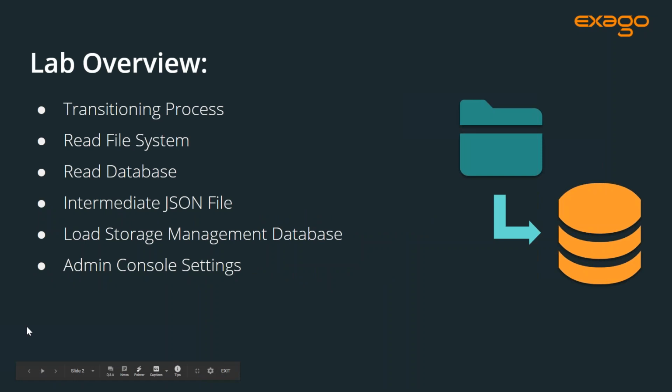All right. So quick overview of today's lab. We're going to first talk about the general transitioning process start to finish. Most of that process will be covered on today's lab. We're going to go through examples of reading existing content directly from the file system. Following that, we'll talk about the same if your current storage is a database using our previously provided folder management assembly. Now, both of those processes will generate an intermediate JSON file. So we'll then spend some time discussing that file and its use in ultimately loading your storage management database with your legacy content. Finally, we will discuss admin console settings that should be updated after the utilities are complete to ensure Exago can utilize the storage management database that you just configured and loaded.